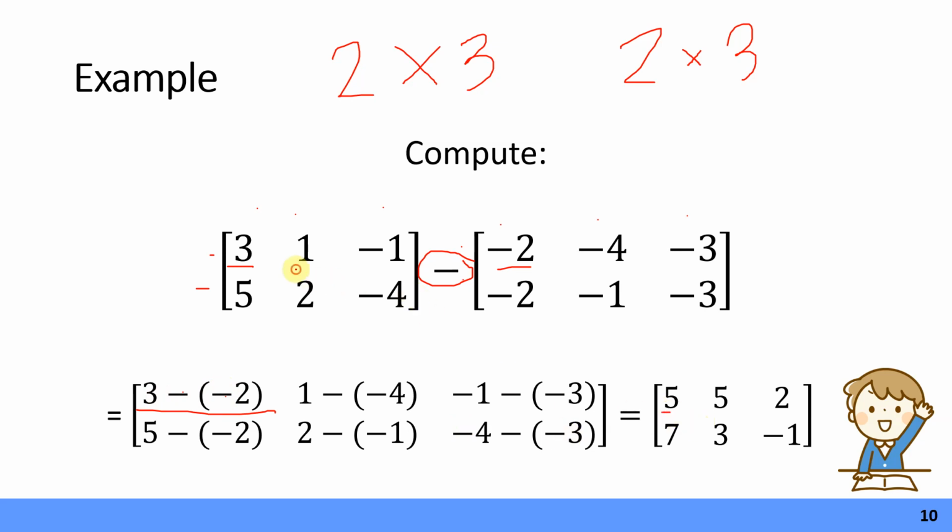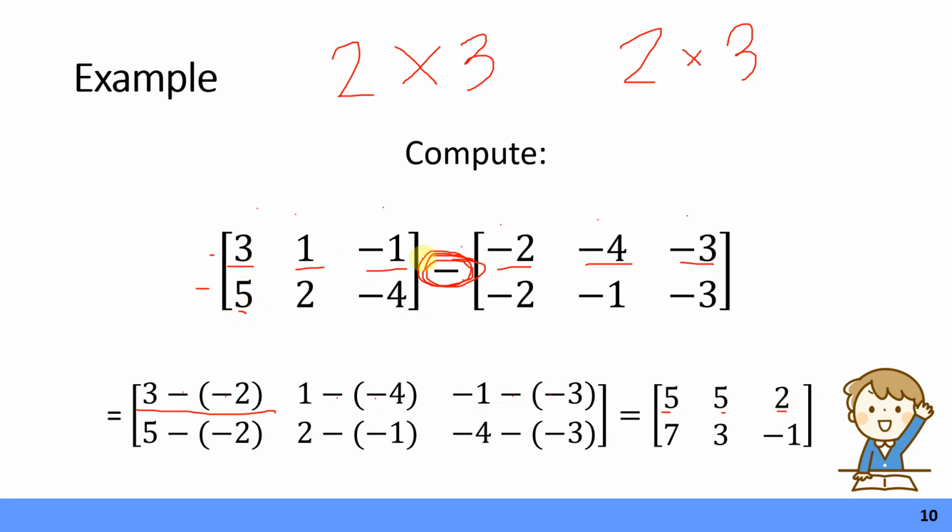And then you just keep on going. So we're going to have 1 minus a negative 4. Again, we have two negatives, which become a positive. That's how I got that positive 5. And then we just keep on going. So negative 1 minus a negative 3 also becomes positive. So negative 1 plus 3 gives me a 2. And then we move on to the second row.